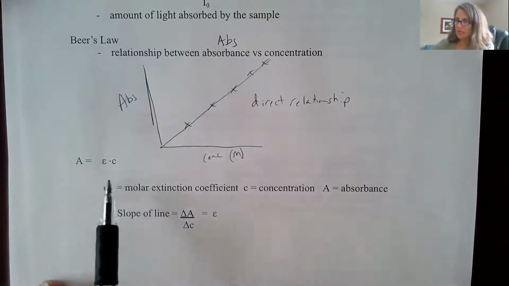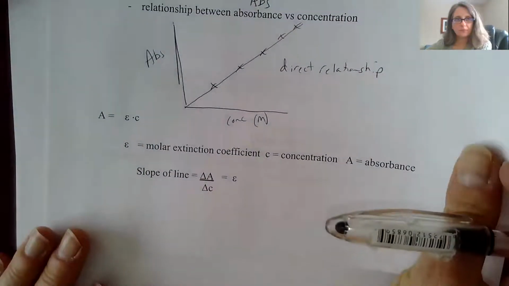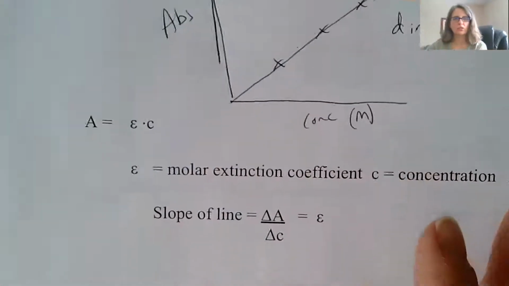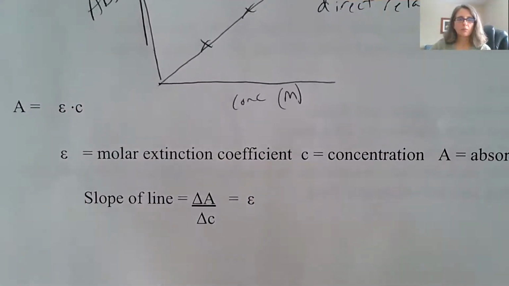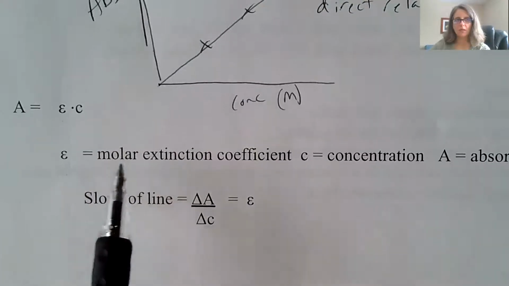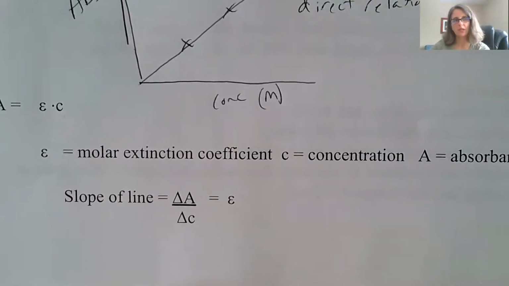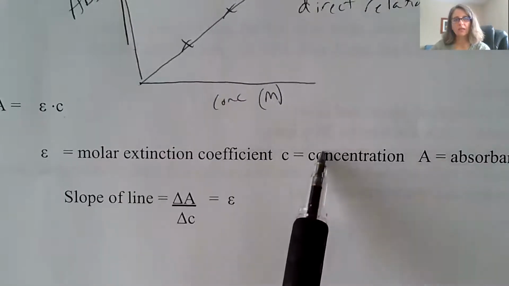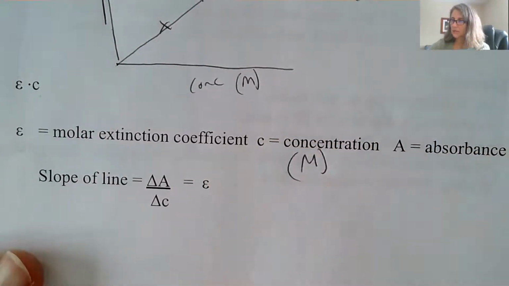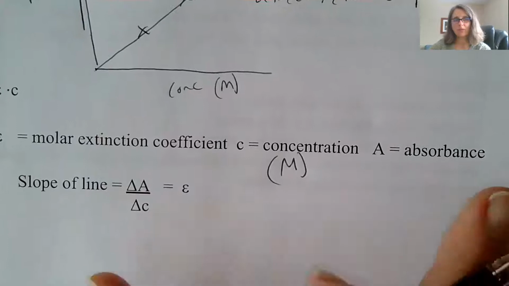So if we were to take absorbance, we could look at a particular relationship here. Absorbance is equal to epsilon times concentration. Epsilon is called the molar extinction coefficient. In reality, it's just the slope of this line that I create. C is going to be concentration, and concentration is going to be in molarity. And then the absorbance of the sample.